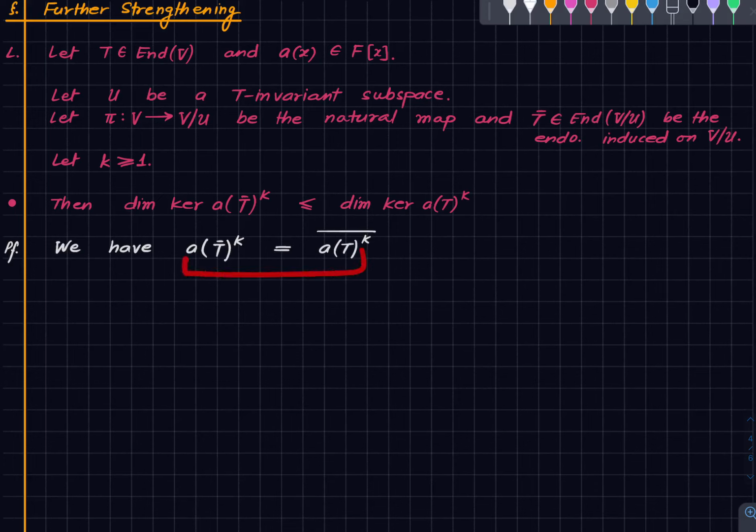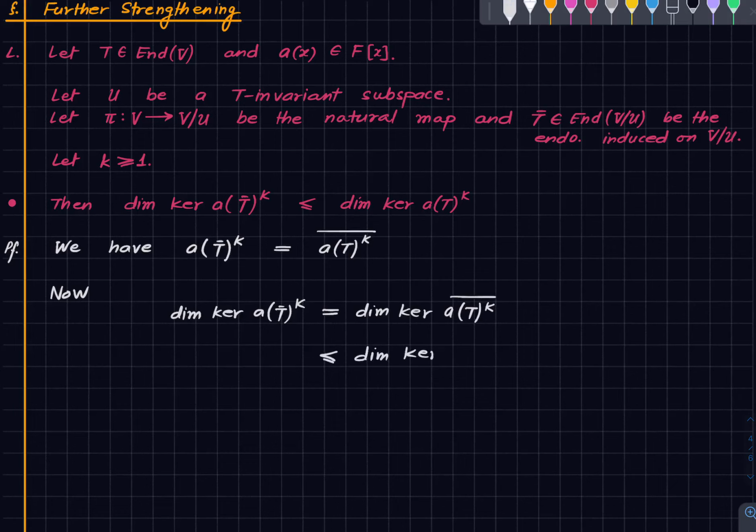So once we have that, now the dimension of the kernel of this guy is equal to the dimension of the kernel of that guy, which is, by the previous proposition, less than or equal to that. And that finishes the proof. Right? This is at most that. That's all. And this is true for any k.